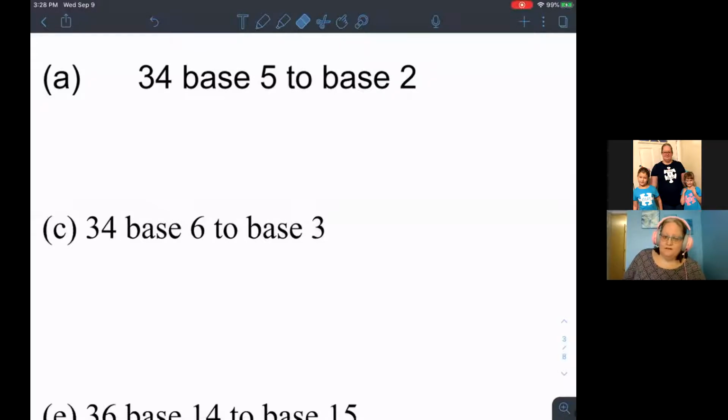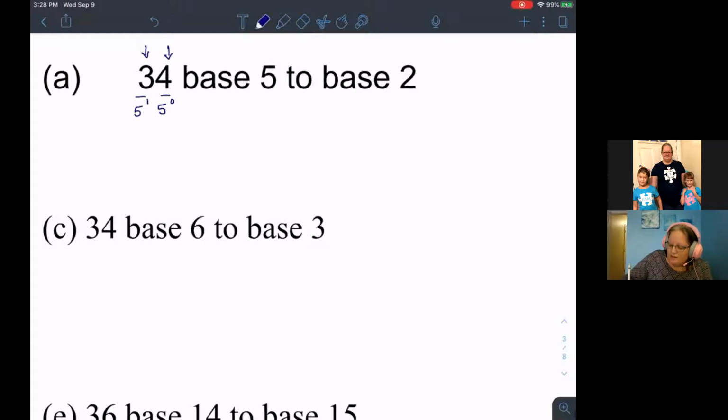base 5 to 10, we need to multiply each digit by the value of that position. So that would be like the 4 you would multiply by 5 to the 0 power, which is 1, because this is the ones place. And then the 3 you would multiply by 5 to the first place. So the value of this would be 5.